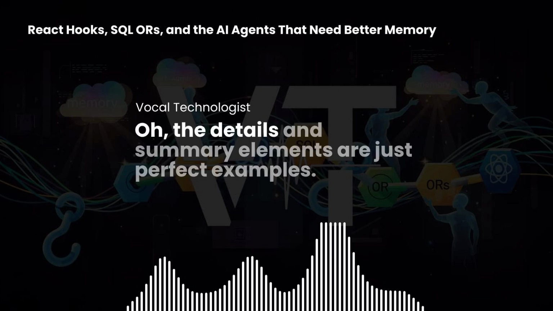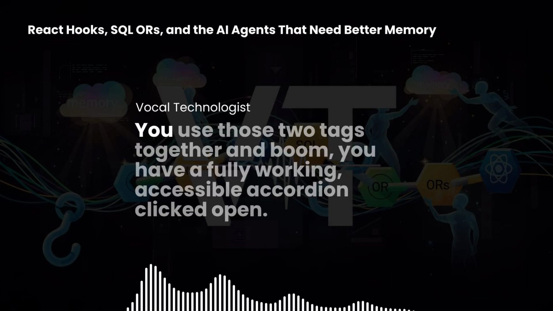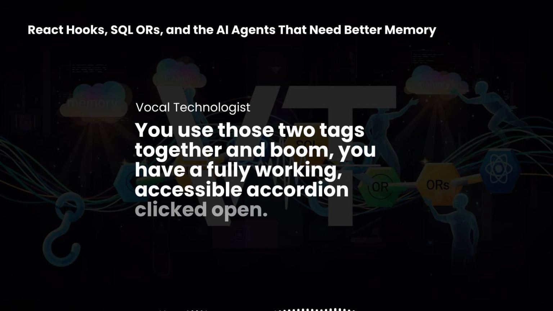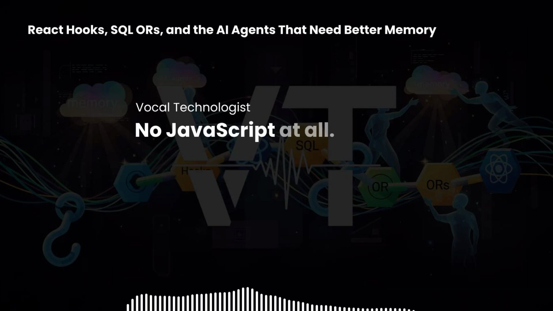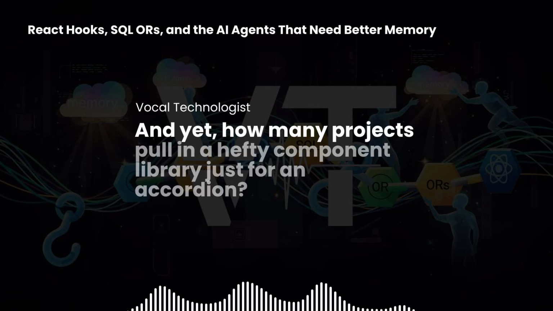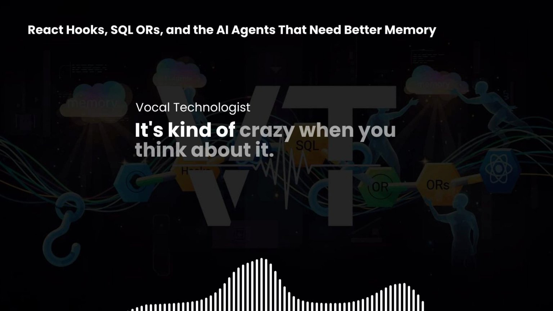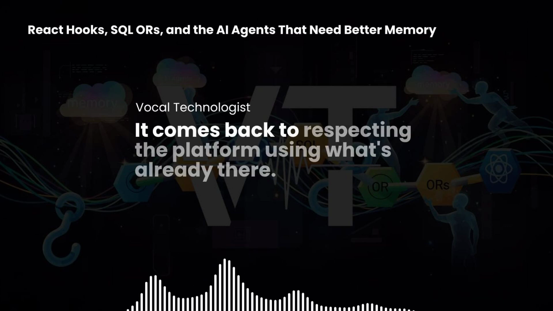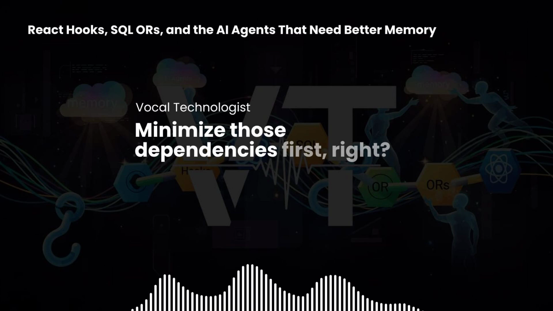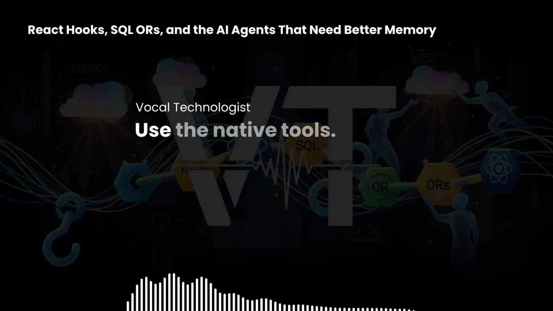Oh, the details and summary elements are just perfect examples. You use those 2 tags together and boom, you have a fully working, accessible accordion. Click to open, click to close. No JavaScript at all. Zero. And yet, how many projects pull in a hefty component library just for an accordion? It's kind of crazy when you think about it. It comes back to respecting the platform, using what's already there, minimizing those dependencies first. Right, use the native tools.